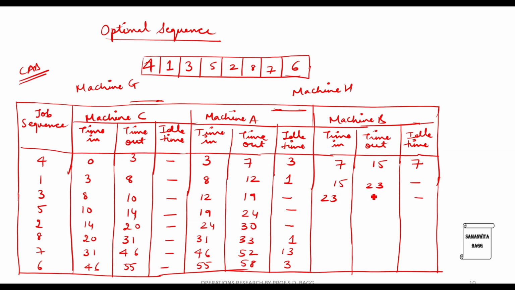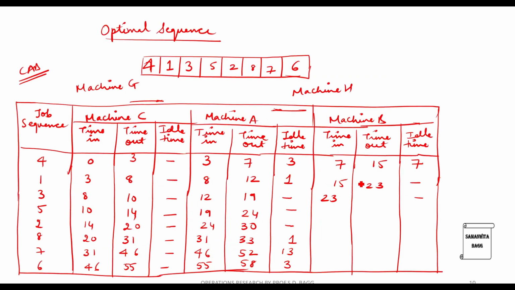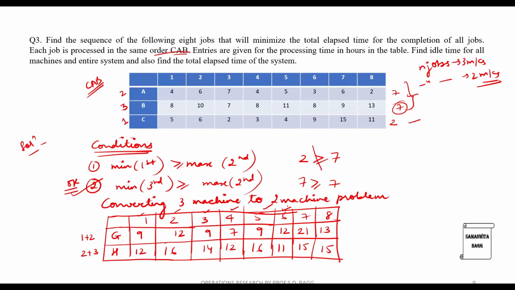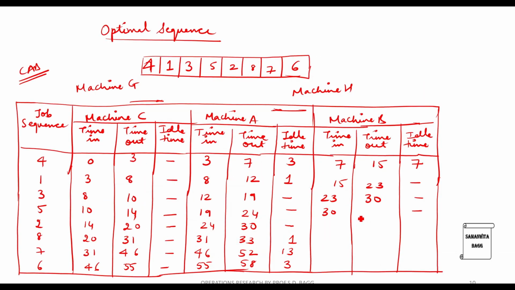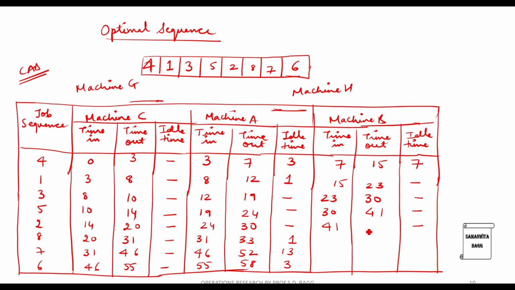No idle time. 3 on machine B is 7. So this becomes 30. This is 30, 24. Highest is 30. No waiting time. 5 on machine B is 11. So this becomes 41. 41 and this is 30. So this will start at 41. No idle time. 2 on machine B is 10. So this becomes 51. 51 and 30 is 3. So it is obviously 51. No idle time for the machine.